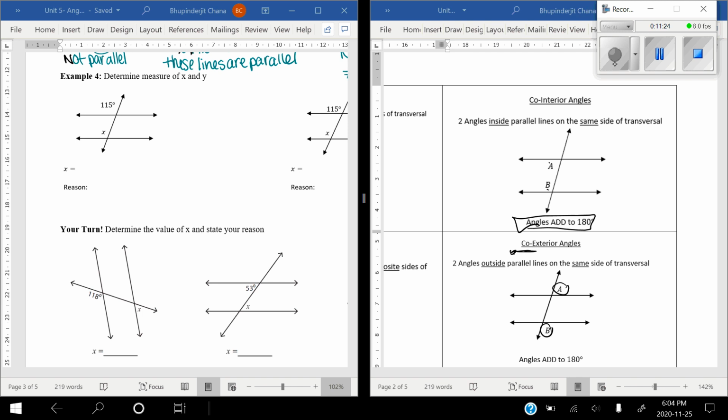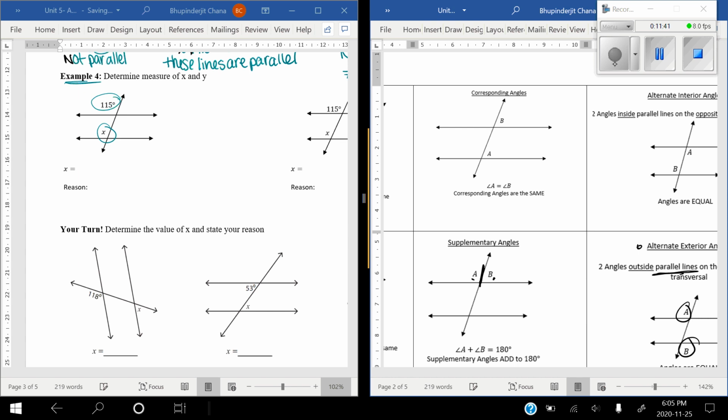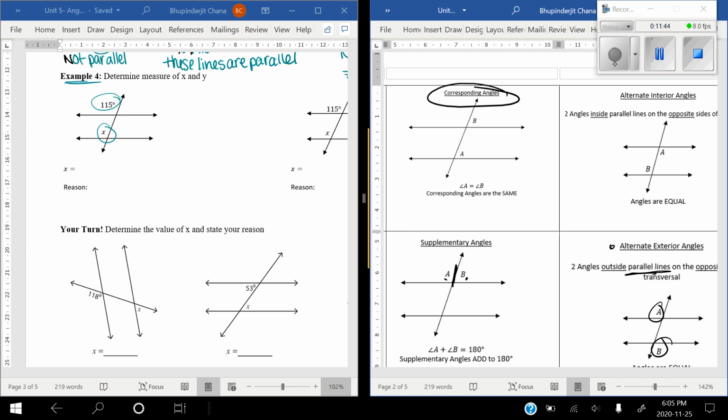All right, next one. Example 4, determine the measure of x and y. First we need to look at the relationship between these two angles. I would say that the relationship is corresponding because we have one on the outside, one in the interior, and they're both on the same side of the transversal. Corresponding angles are the same. So if this angle is 115, then x is also equal to 115 degrees. The reason is because they are both corresponding angles.